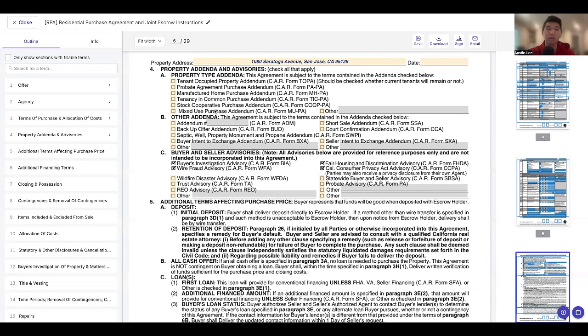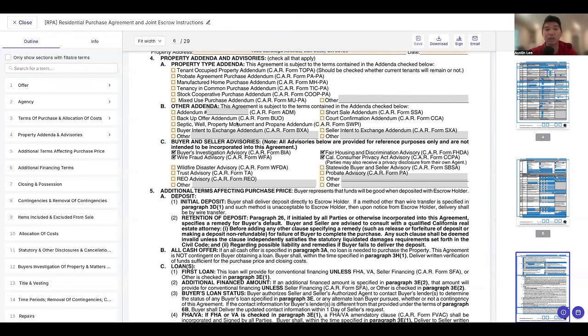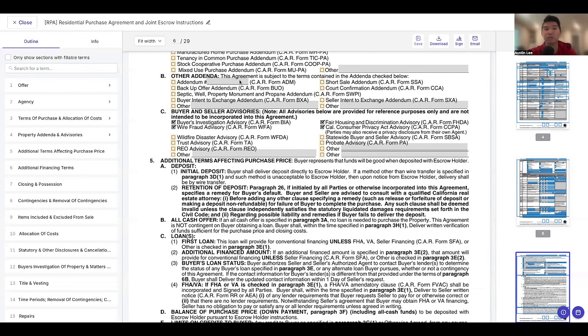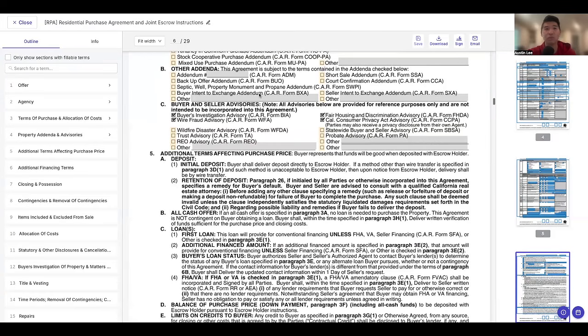And a mixed use purchase addendum. This is if the property that you're going to buy is going to be used for both residential and commercial purposes. Again, it's not used very highly here in the Bay Area. Okay, so you can see here's other addendums that you fill out here. So again, this is more addendums here. I'm not going through everything here. It's pretty straightforward, I feel.